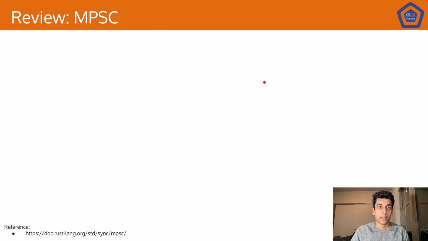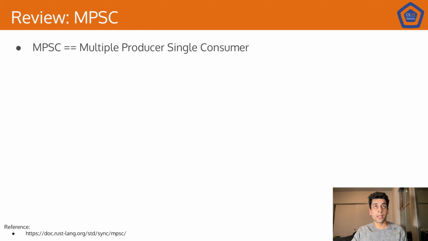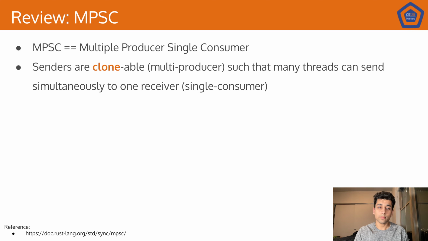Okay. Now onto a quick review of MPSC. So we said in the last lecture, MPSC stands for multiple producer, single consumer. So you have multiple threads that are producing values with these senders, and they send them to the single consumer thread that owns the receiver. Senders are clonable, so when we create a channel, we get one sender right out of the bat, and we can clone this sender and give the clone senders to a bunch of other threads, which will use the sender to produce values and send it to the one receiver consumer thread.